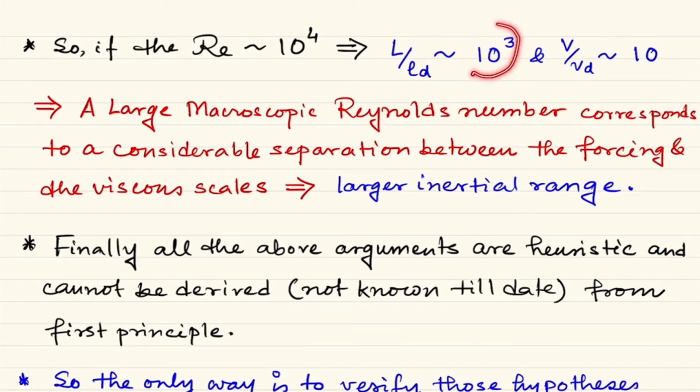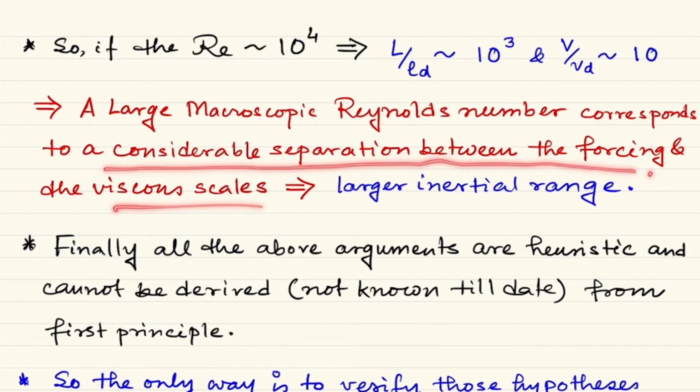So there are 1000 length scales. Or at least, saying it like this is a bit confusing. What we can say is that the forcing length scale is 1000 times greater than the Kolmogorov length scale. But the velocity of the forcing scale is just 10 times greater than the dissipative velocity scale. Now, a large macroscopic Reynolds number therefore corresponds to a considerable separation between the forcing and the viscous scales.